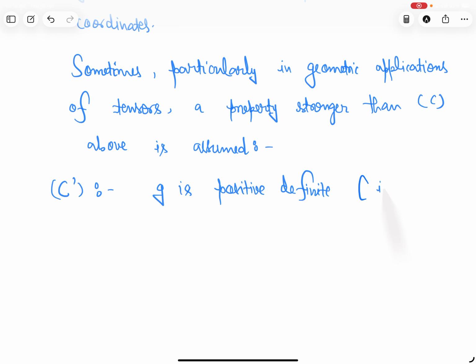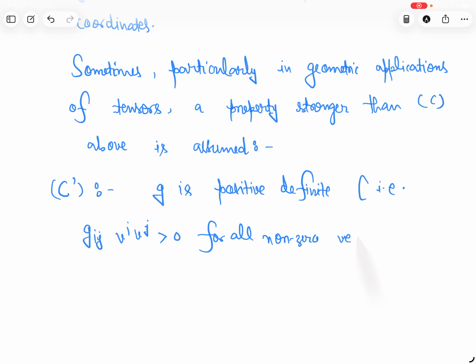That means, I am writing, Gij Vi Vj is greater than 0 for all non-zero vectors V equal to V1, V2, up to Vn. Okay.